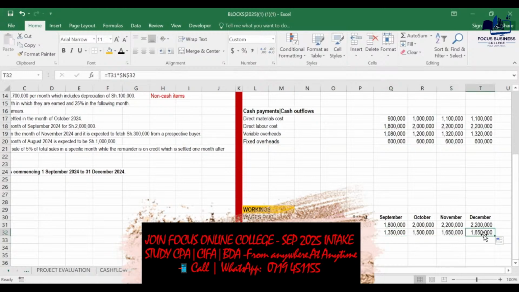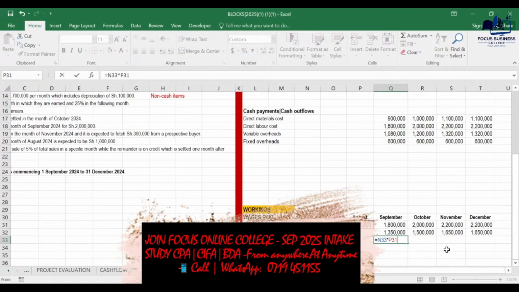So we can confirm, for example, this figure of 1650 should be 75% of that. Let's see. Yes, 75% of this. Then the remaining 25% will be paid after one month. So the 25% which will be paid in September will be the wages for August. So the amount to be paid here will be equal to 0.25 times the wages for August, these ones.